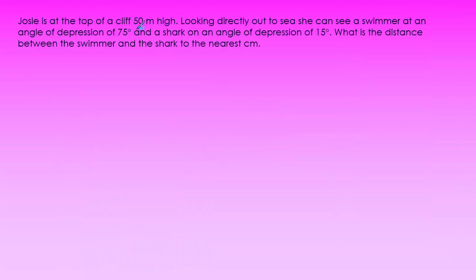Josie is at the top of a cliff 50 meters high. Looking directly out to sea, she can see a swimmer at an angle of depression of 75 degrees and a shark at an angle of depression of 15 degrees. What's the distance between the swimmer and the shark to the nearest centimetre?